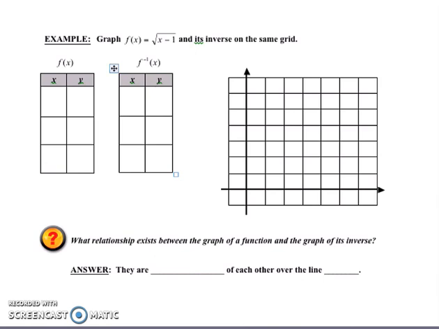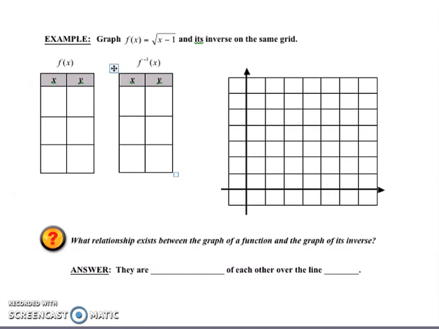It says to graph the function f of x equals the square root of x minus 1 and its inverse on the same grid. So we're going to start by graphing the function f of x. And since I have a square root over x minus 1, obviously I only want to choose x values that are going to be in my domain. I can't let what's under my square root become anything that's smaller than 0.